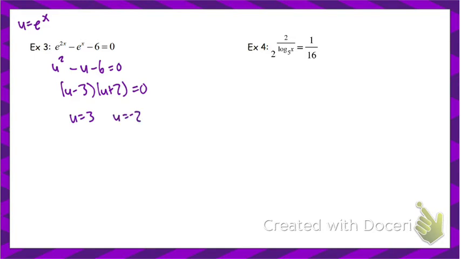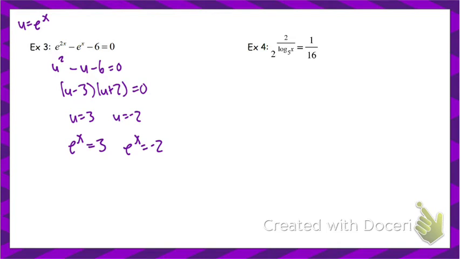Okay, we're solving for x. So I have to remember, if I do it this way, what I really have is that e to the x equals 3 and e to the x equals negative 2. So I do still have an additional step here to find x. Since the x is in the exponent, I'm going to have to rewrite this as a log.